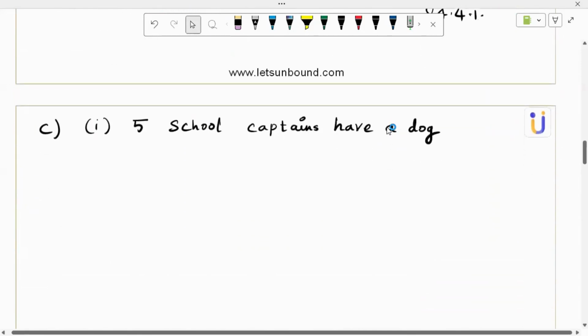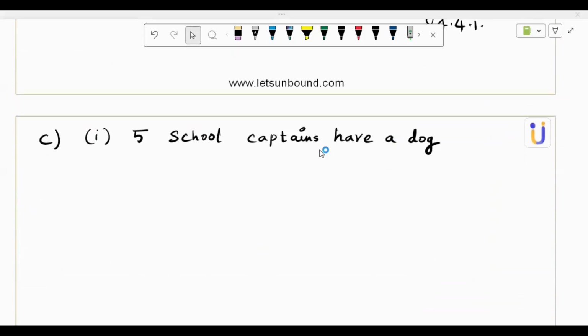Let's go. Before C. So each year, one student is chosen randomly to be the school captain of Mirabuka Primary School. Tim is using a binomial distribution to make predictions. And what is the context? How many of the next 10 school captains will own a dog? So for the next 10 years, how many school captains will have a dog?